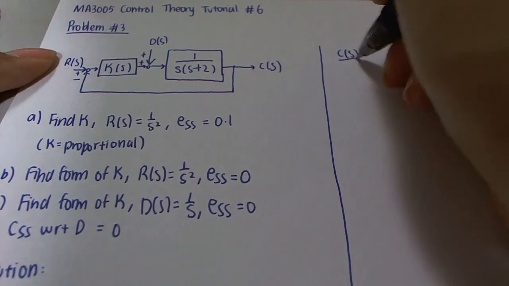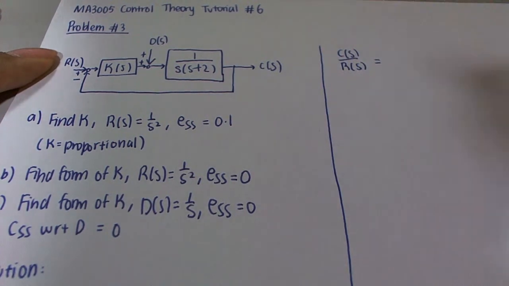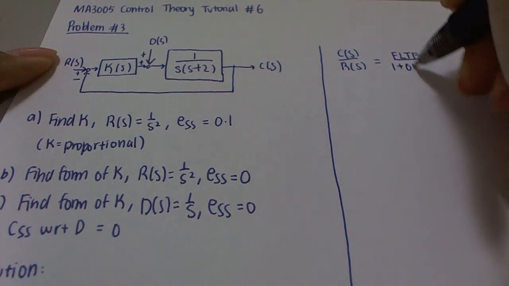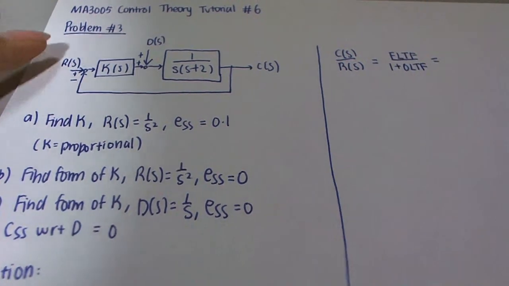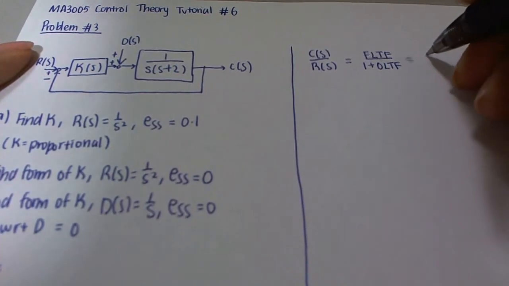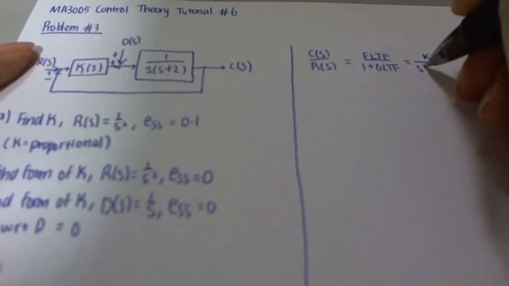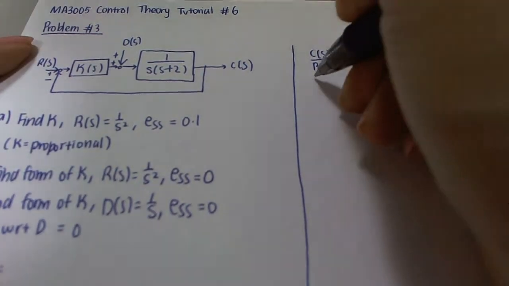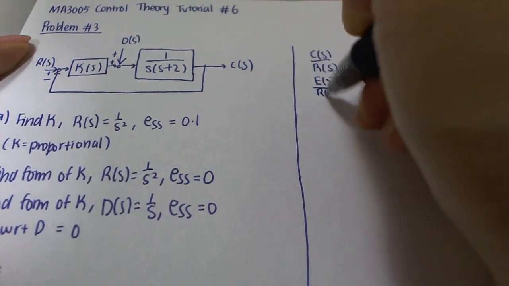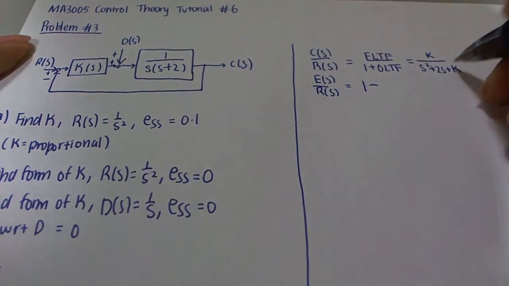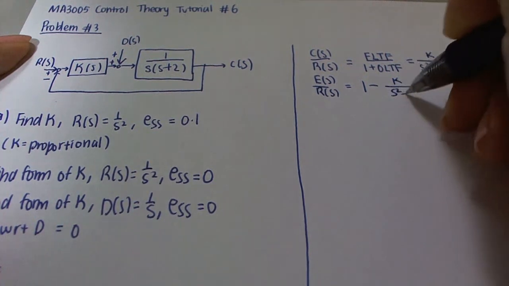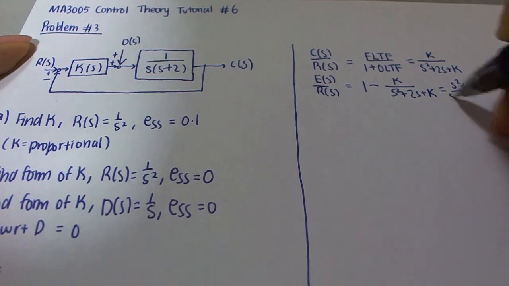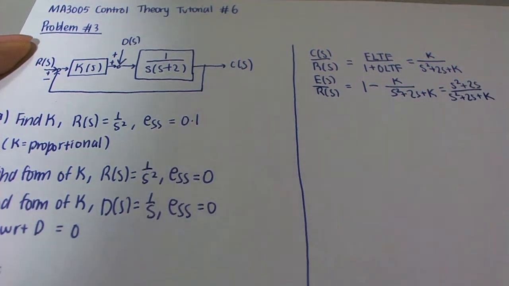We have C(s) over R(s) is the forward loop transfer function over 1 plus open loop transfer function. And this is equal to K over s squared plus 2s plus K. And then solving for the error transfer function, we have 1 minus K over s squared plus 2s plus K. And this is equals to s squared plus 2s over s squared plus 2s plus K.